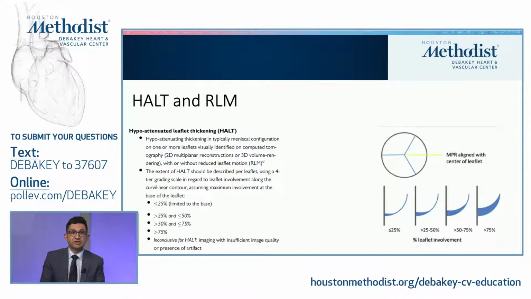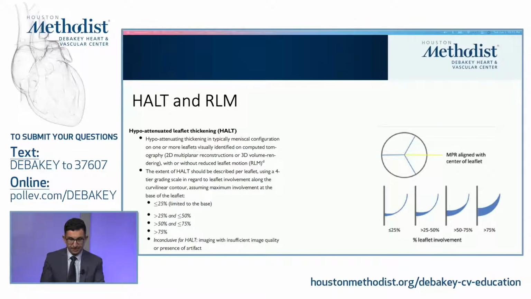Two new entities, hypoattenuated leaflet thickening and reduced leaflet motion, were introduced with the advancement of CT techniques in patients with bioprosthetic valves. The hypoattenuated leaflet thickening is a meniscal-shaped deformity that's noticed on the long axis view of the bioprosthetic valve. It's categorized into 4 categories: less than 25%, between 25 to 50%, 50 to 75%, and more than 75% leaflet involvement.